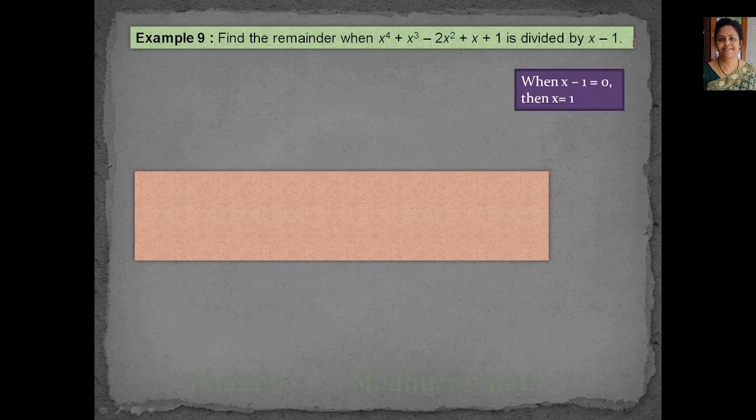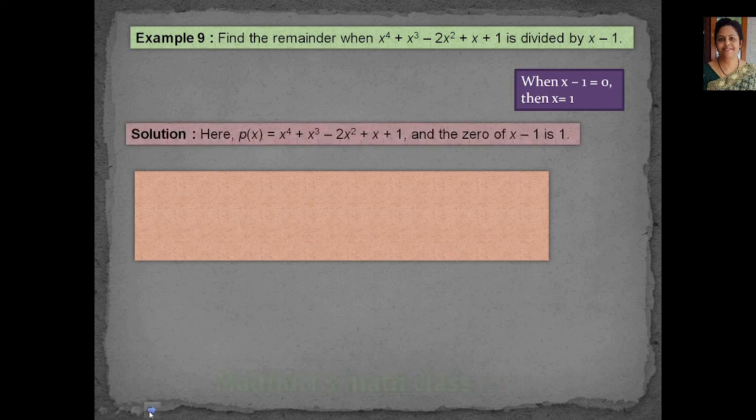So we will find the zero of x minus 1. When x minus 1 is equal to 0, what will be x? x is 1, because 1 minus 1 is 0. So we will find p(1). P(1) will be the remainder of x raised to 4 plus x cubed minus 2x squared plus x plus 1.